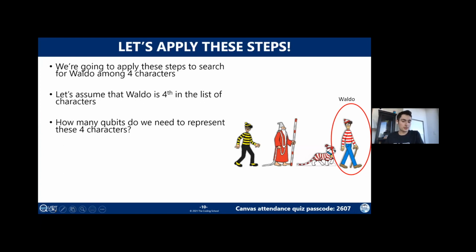Now, an open question: how many qubits do you think we need to represent these 4 characters? I haven't explicitly said the answer to this, but you can probably think about it and figure out the correct answer. Somebody says in the chat 2, that is exactly correct. So if we use 2 qubits, we can label 4 states like this, right? So in general, for Grover search, if you have a list of 2 to the n elements, you're going to need n qubits.